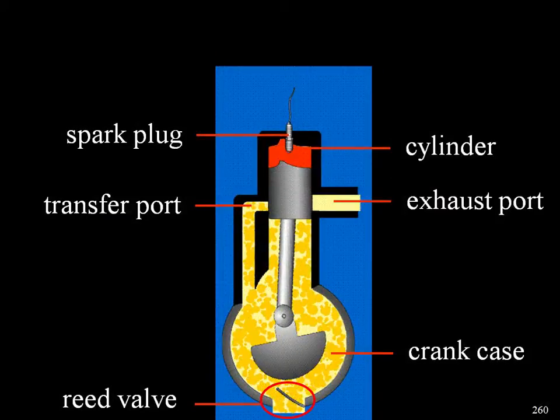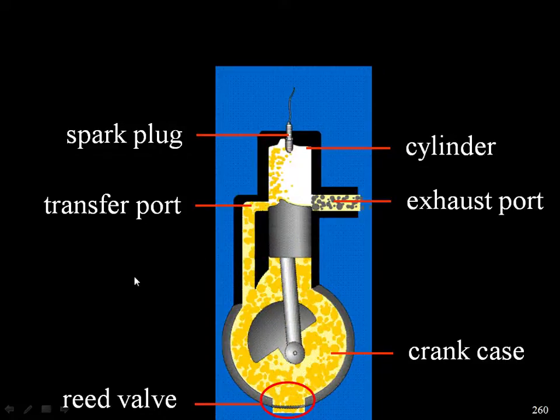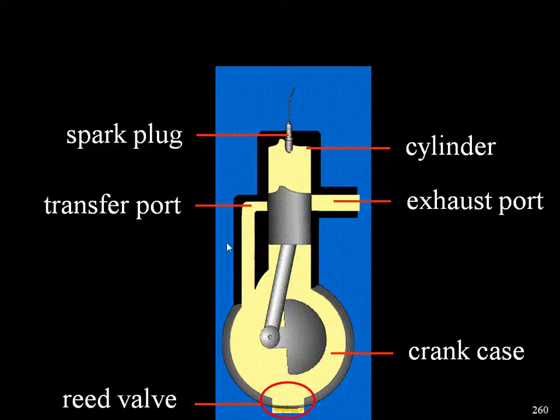And here is the animation of a 2-stroke engine. I'll stop here, and you can see the spark plug here. This space is called the cylinder, and there are the exhaust port, transfer port, crankcase, and this is the valve.